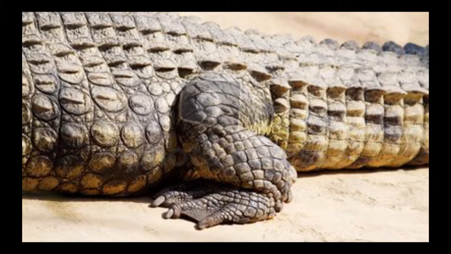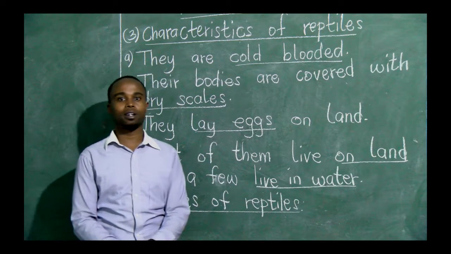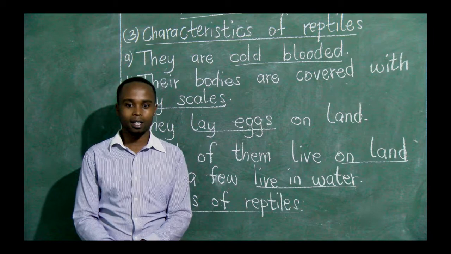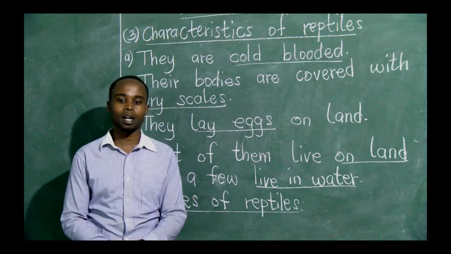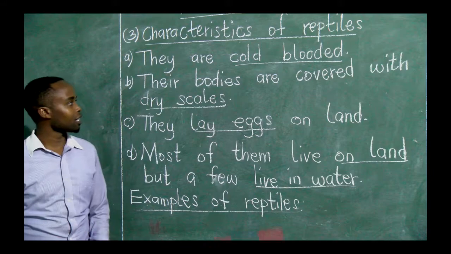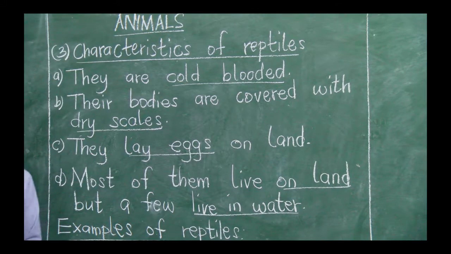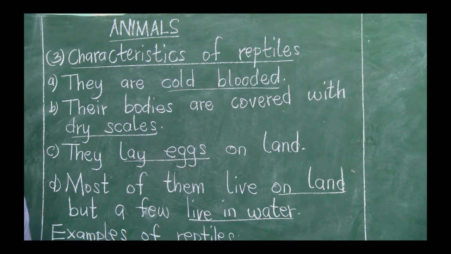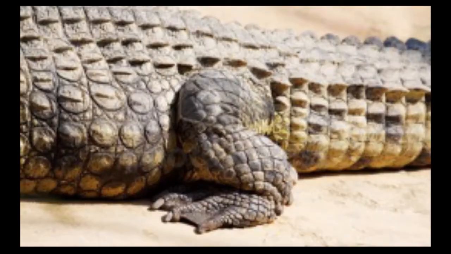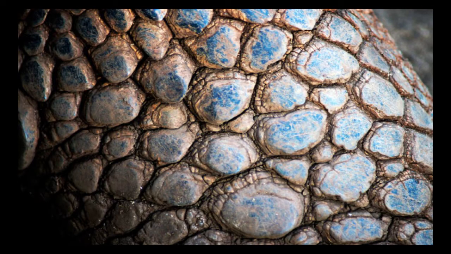Somebody to remind me what we said about mammals? Yes, we said that their body is covered by either hair or fur. Then when we talked about birds, we said that their bodies are covered by feathers. When it comes to reptiles, as I have written for you, their bodies are covered with dry scales. Scales in Kiswahili inaitwa magamba. As you can see on the picture that I'm showing you, those are the things that we refer to as scales. Look at the scales. In Kiswahili I have said it is magamba.